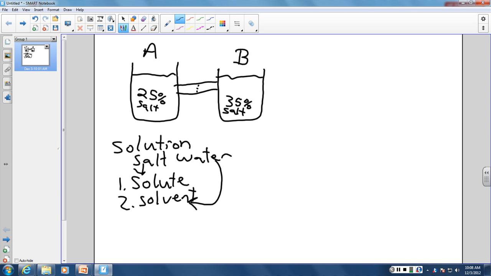Okay, so this container has 75% water. So important to understand this going forward. And since there's 35% salt, there's 65% water in this container. Okay, so water moves which way? Water moves from container A to container B. Whereas we said salt moves from container B to container A. You get it?